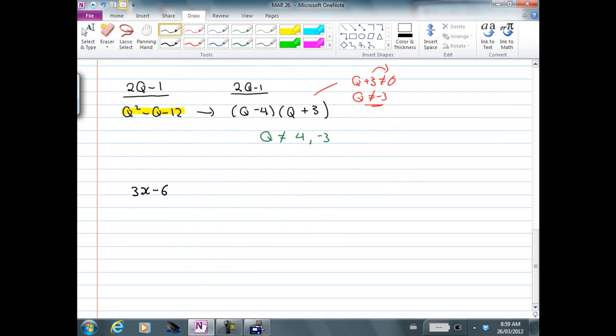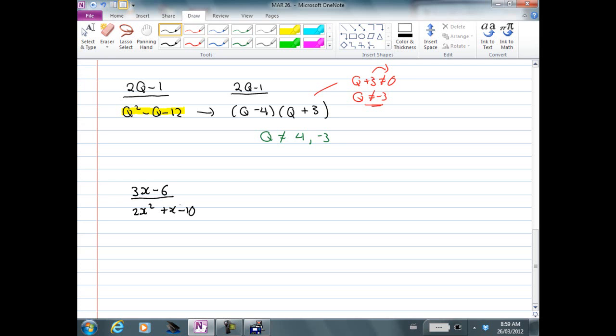3x minus 6 over 2x squared plus x minus 10. Find your restrictions again. Good luck. I'm going to pause it and just let you have some practice at it.